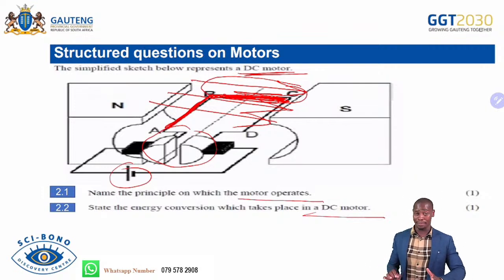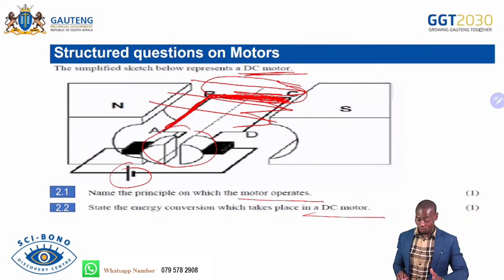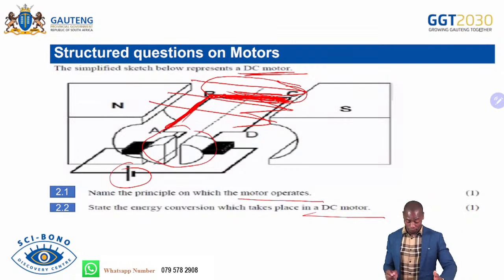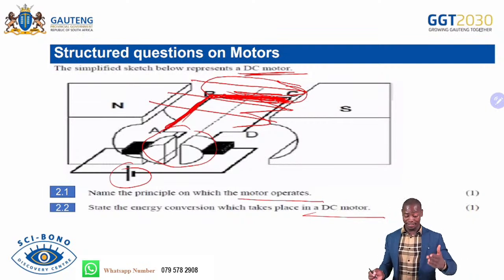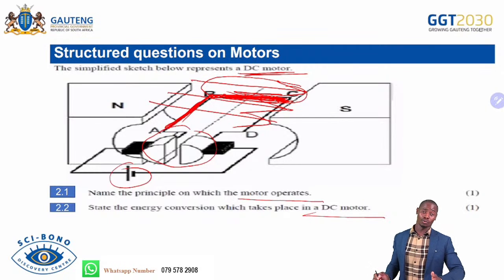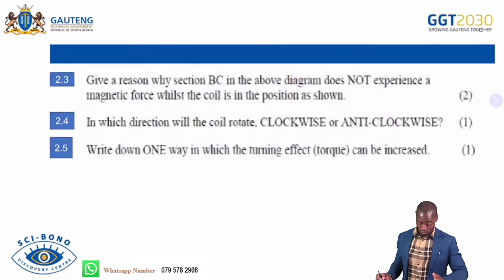There's maximum EMF induced here. But what about the magnetic force? BC won't experience any magnetic force because it is parallel to the magnetic field. Then this side ABCD will experience the magnetic force. The coil will either move upward or down, which shows that it will experience the magnetic force. Why? It's because that side is perpendicular to the magnetic field. So you have to know that.